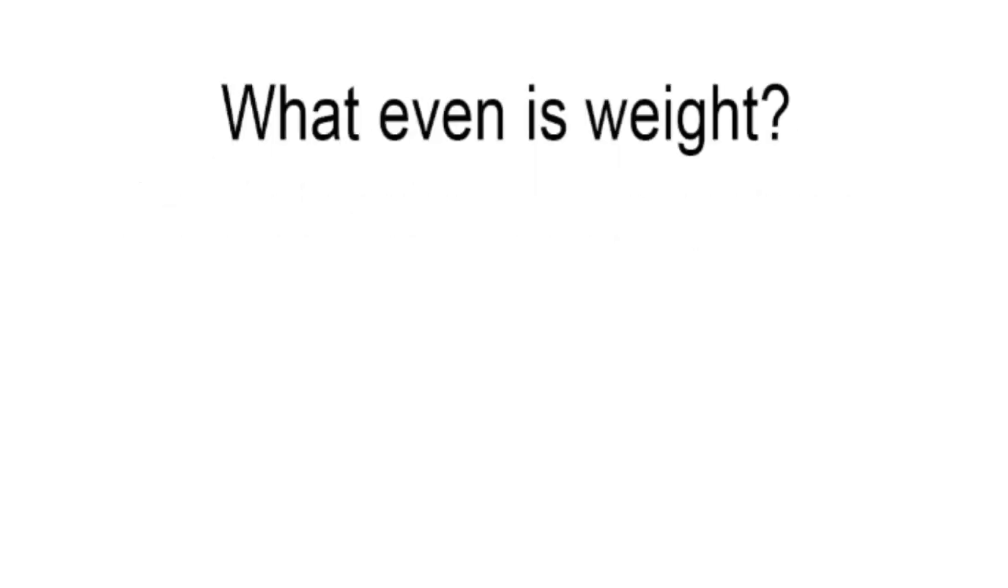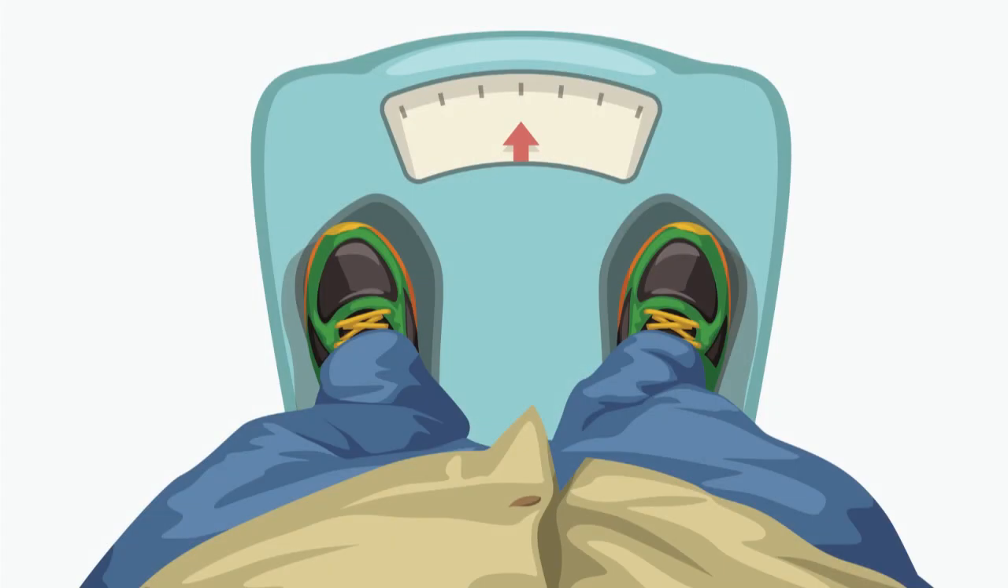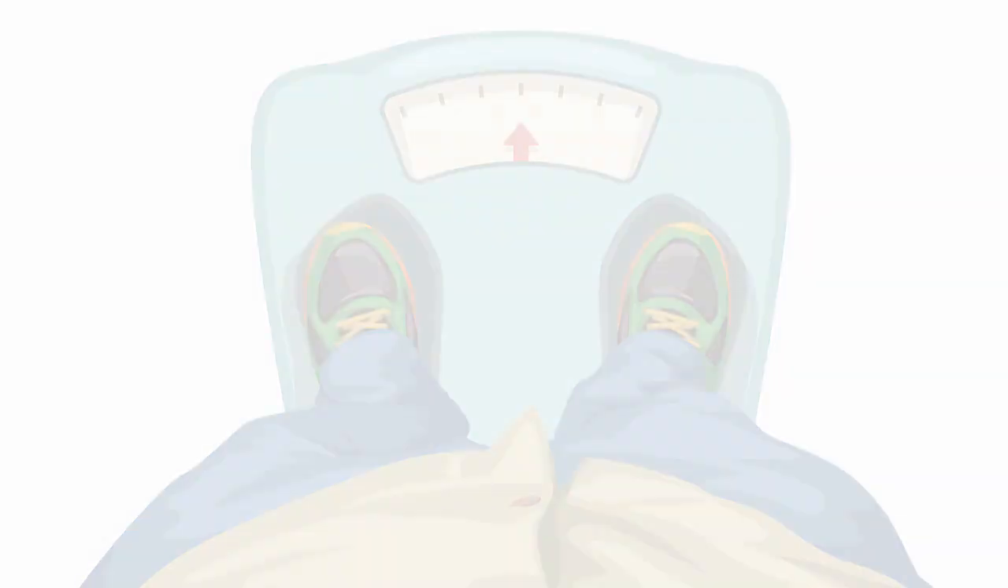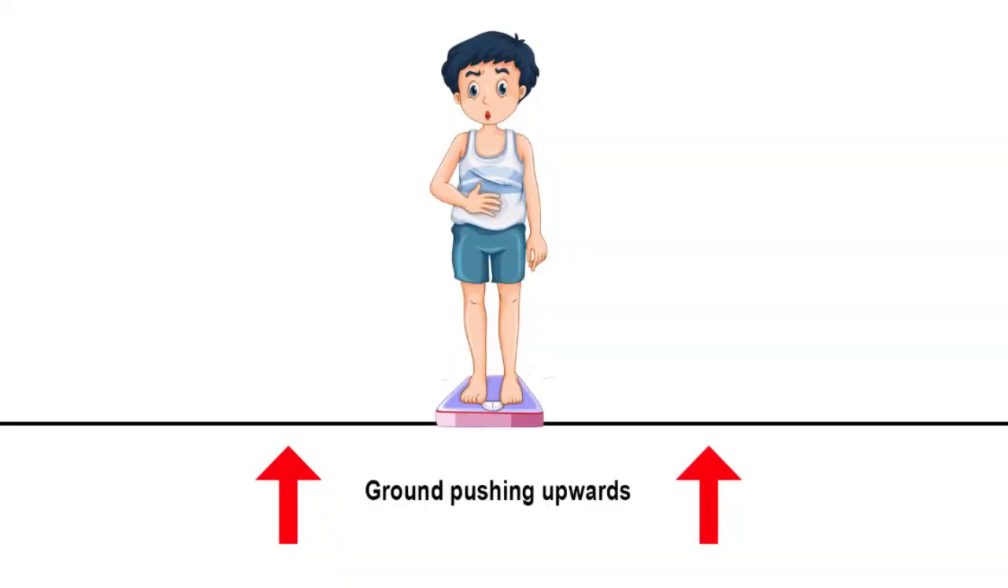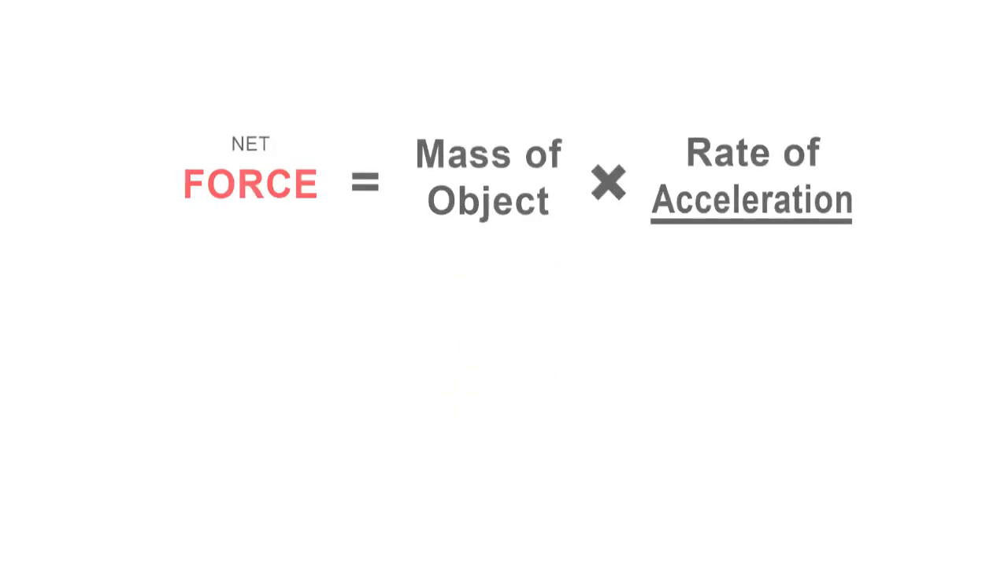Firstly, what is your weight? Well, when weighing yourself, you could describe it as how hard you are being pressed down into the scales. If upwards acceleration is correct, then your weight is caused by the Earth accelerating upwards and pressing up into your feet. According to Isaac Newton, force equals mass multiplied by acceleration.